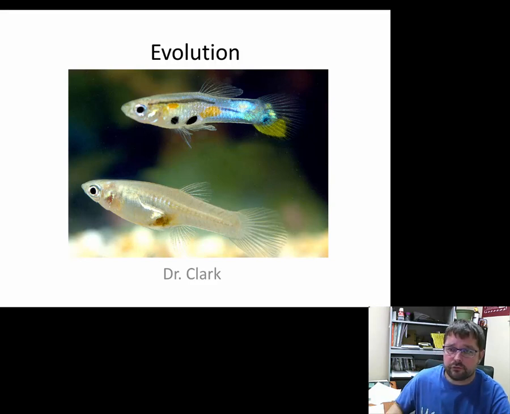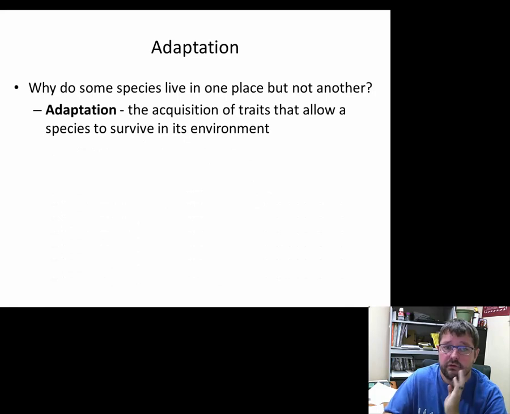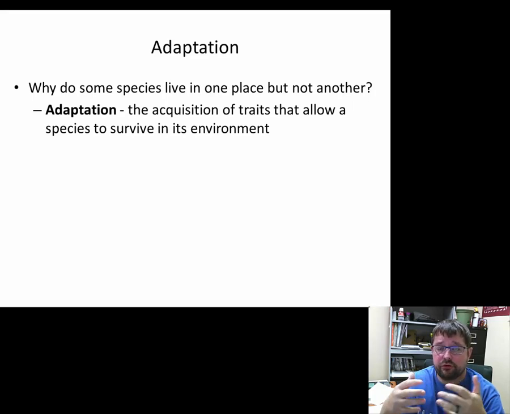So first off, let's talk about adaptation. We might ask a question like, why do some species live in one place but not another? And to answer that question, we can take into account the adaptations of those organisms. An adaptation is just the acquisition of certain traits that allow a species to survive in certain environments.